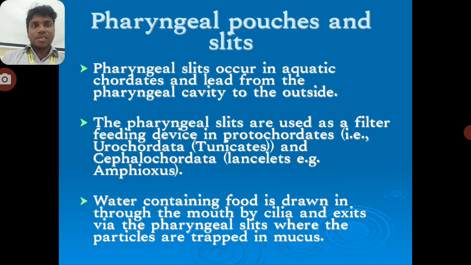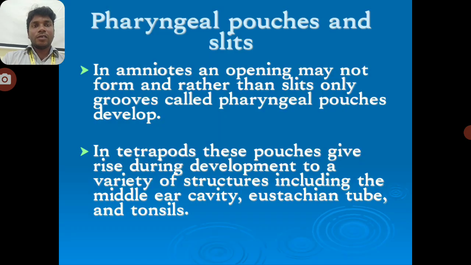The pharyngeal pouches and slits. The pharyngeal slits occur in the aquatic chordates and lead from the pharyngeal cavity to the outside. The water containing food is drawn in through the mouth by cilia and exits via pharyngeal slits, where the particles are trapped in mucus. In tetrapods, the pouches give rise during development to a variety of structures, including the middle ear cavity, eustachian tube, and tonsils.